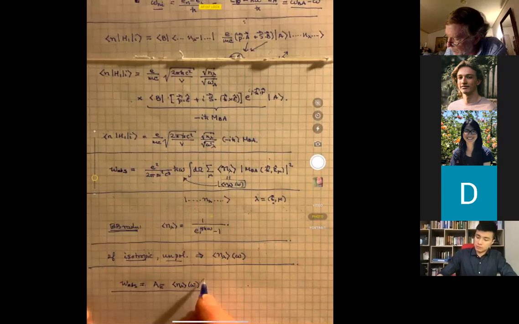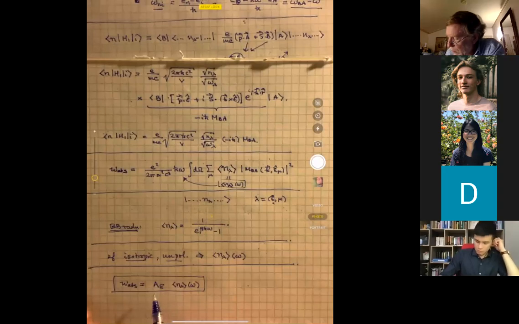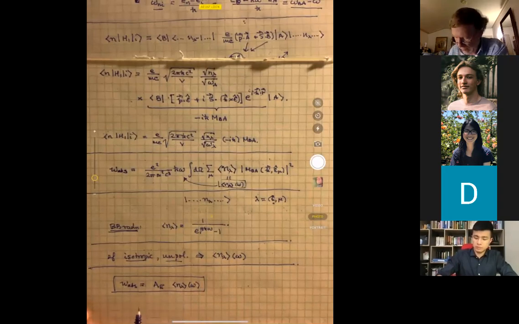So the rate of absorption then, with isotropic and unpolarized radiation between the two atomic states, is the same thing as the rate of spontaneous emission from the upper state to the lower state, multiplied by the average number of photons in the mode in the initial state, like this. Okay, it's a connection between emission and absorption.